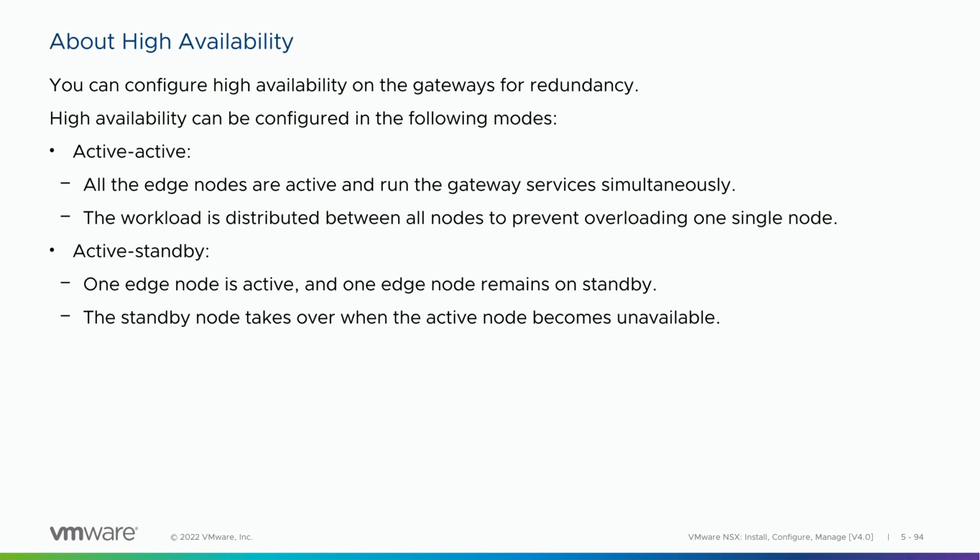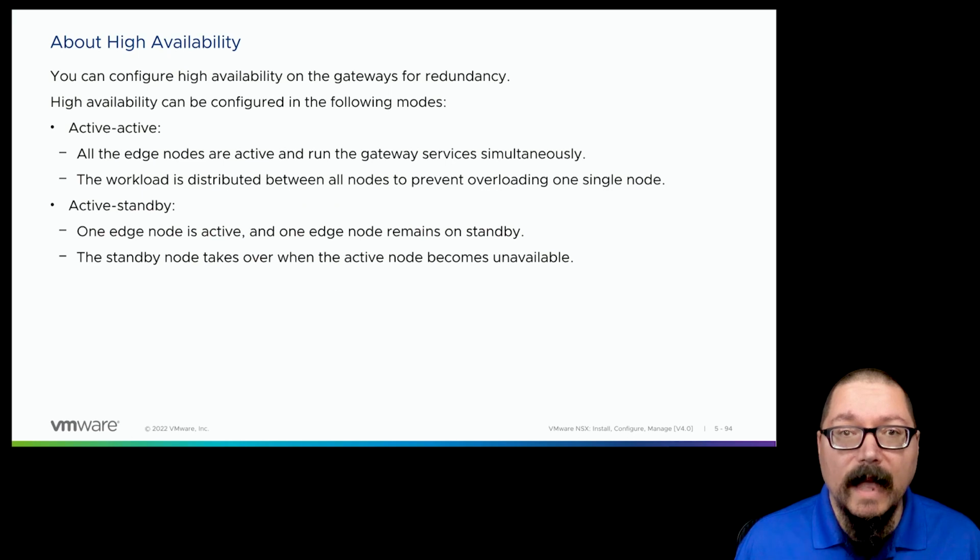And that means that we have the ability to spread our north-south workload across multiple edge nodes. In order to use that equal cost multipathing we just talked about, I have to configure my gateway in an active-active mode. Now, the downside of that is that my active-active gateways don't support stateful services. So stateful NAT, stateful firewalls, things like that.